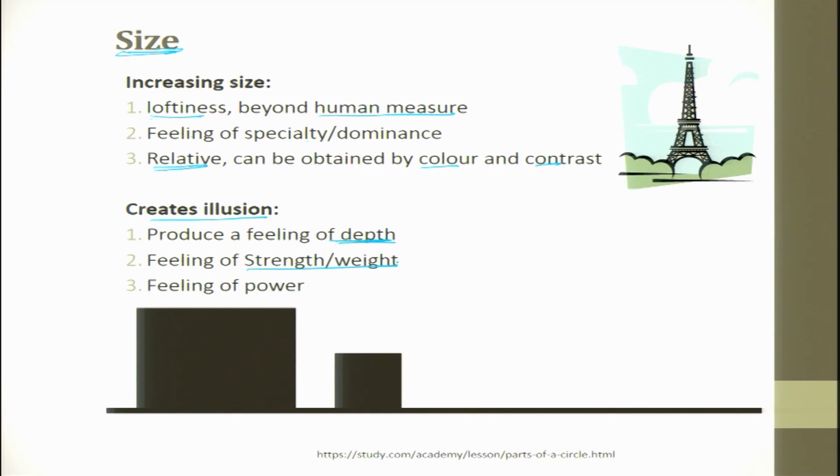For example, if you put a red color thing or a green color thing, you say, oh, it is stronger, something like that. Feeling of power. Power means it is red in color. So, all these things are illusions which are brought in only because of the proper choice of color.